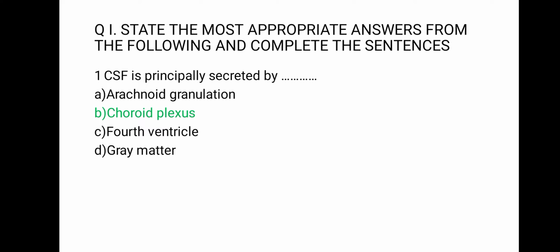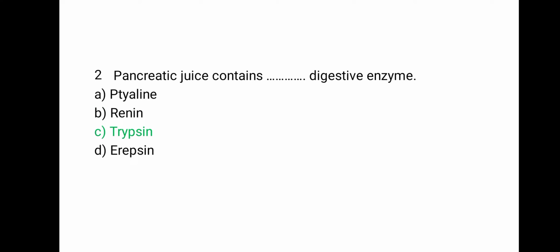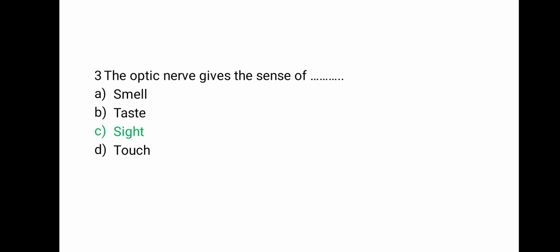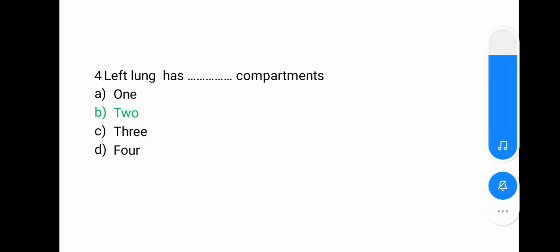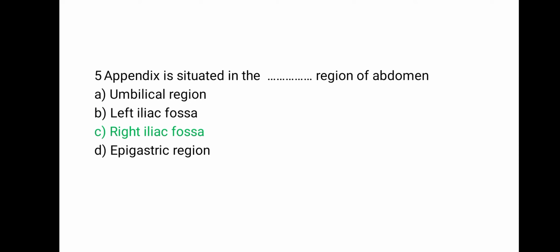CSF is principally secreted by choroid plexus. Pancreatic juice contains trypsin digestive enzyme. The optic nerve gives the sense of sight. Left lung has 2 compartments. Appendix is situated in the right iliac fossa region of the abdomen.